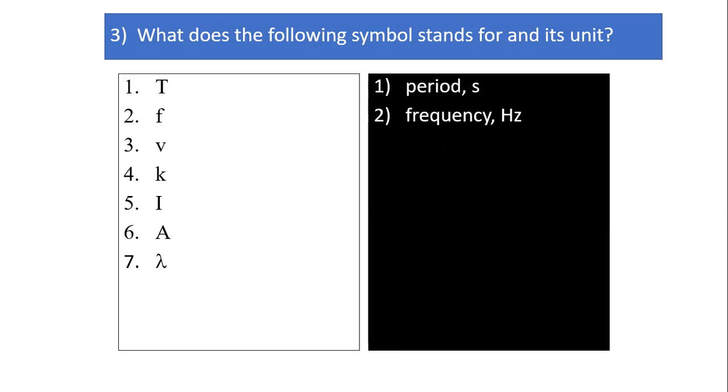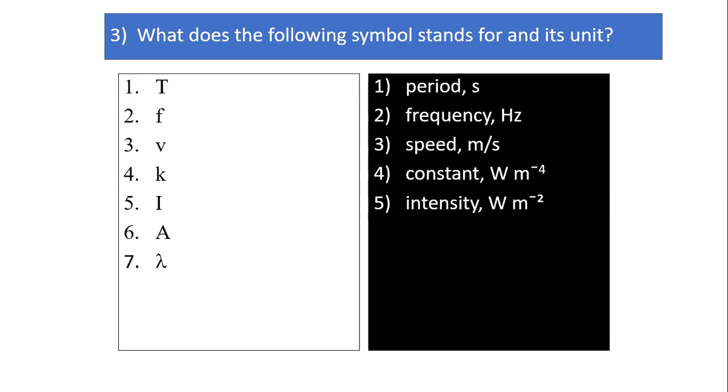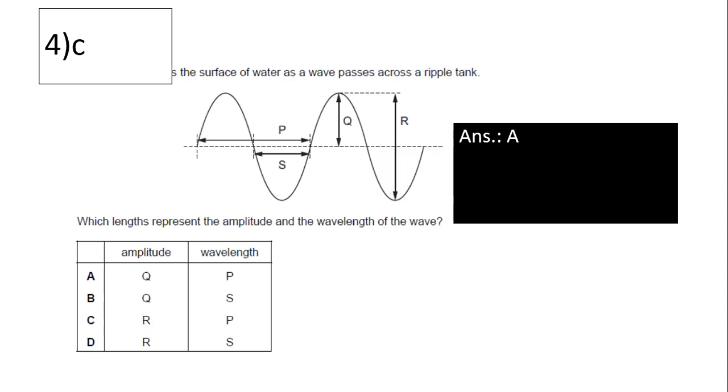f is frequency in hertz. v is the speed in meters per second. k is the wave constant. I is intensity, in watts per meter squared. A is amplitude in meters. Lambda is the wavelength in meters. Okay, you should be able to do that.